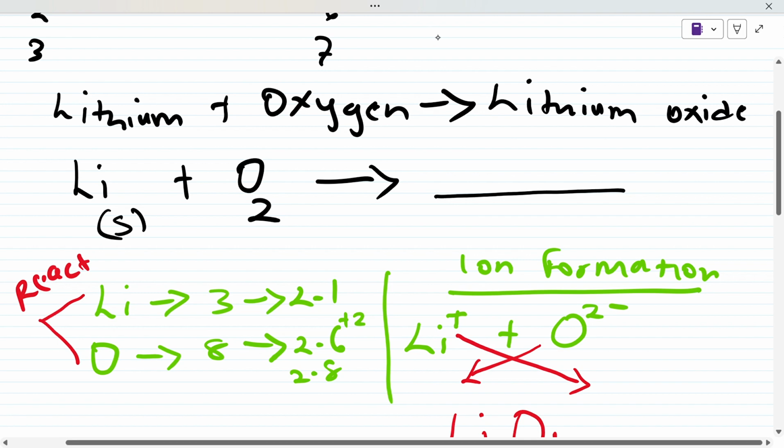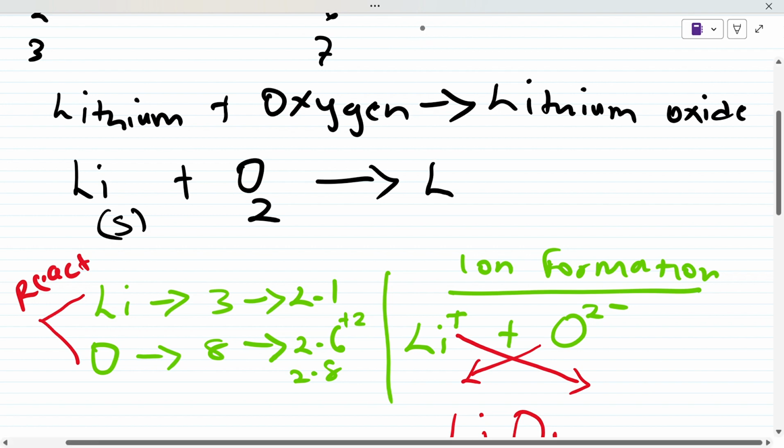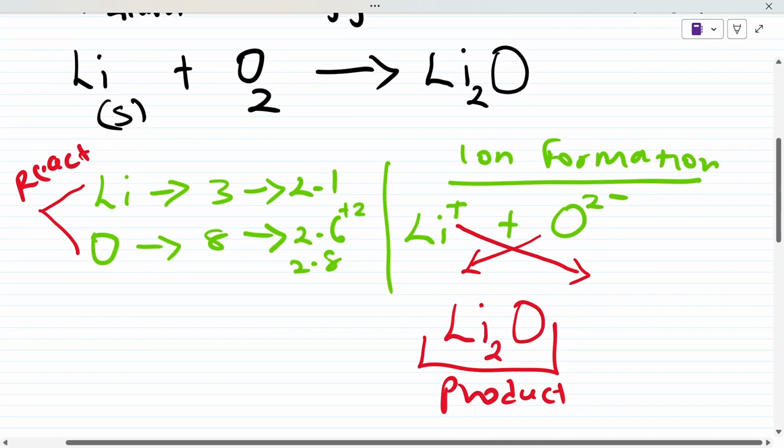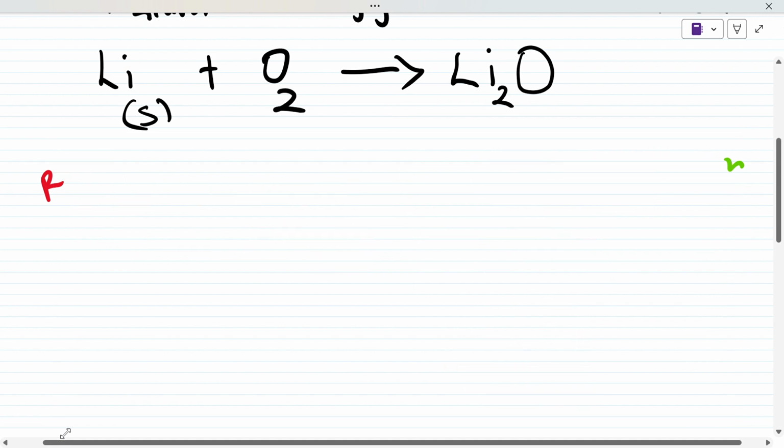And when that happens, what am I going to do? I'm going to simply remove this line now, because we've understood what we are dealing with. So I'm going to put Li2O as my product. Then I'll simply come and remove all this because it is not necessary now. It was just knowledge that we needed to make us understand whatever we were doing. It was just to enable us understand what was happening in that reaction.